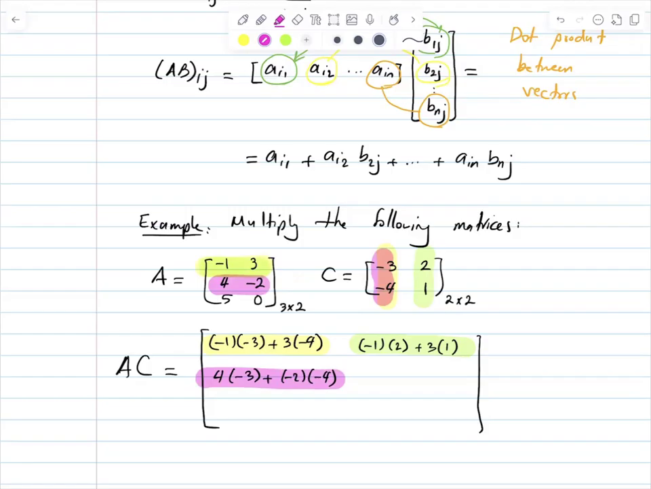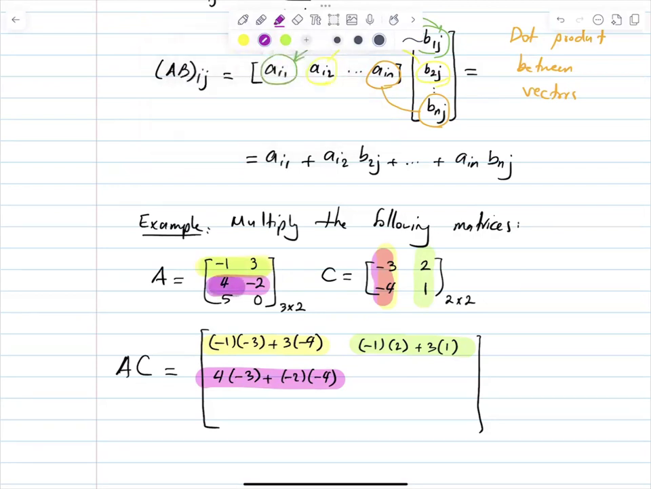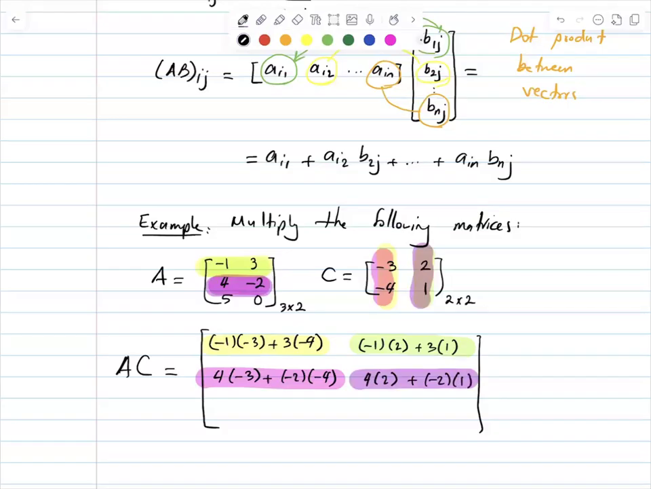Now, let me change this to a different color. Okay, here we go. Now I'm going to take this row again, and find the dot product by the second column, and I'm going to leave it here. So here I have 4 times 2 plus -2 times 1. Let us move on to the next row.